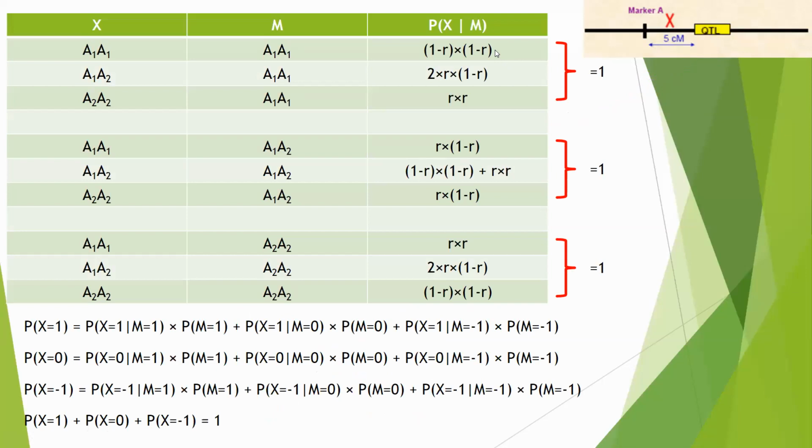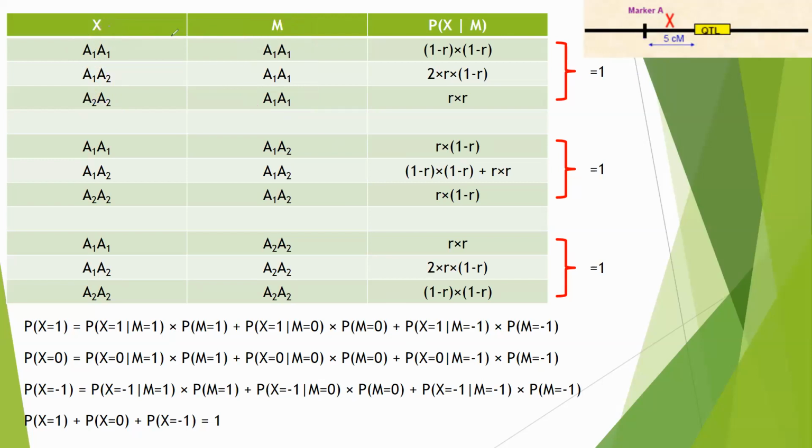Now this table summarizes how we can calculate the expectation of X, right? For example, given the marker information, suppose the marker takes this genotype, and given that, the QTL still can take 3 possible genotypes, right?